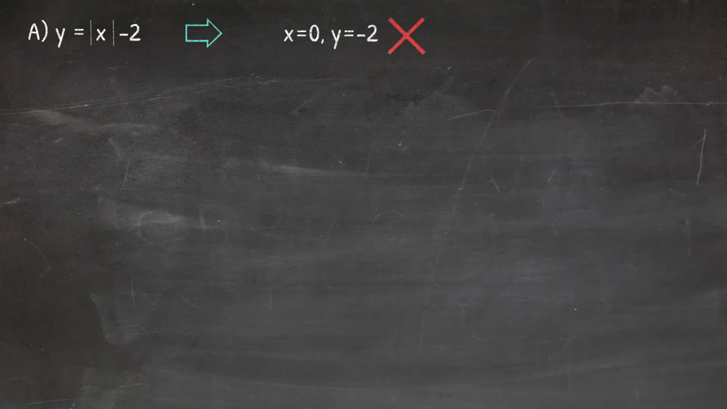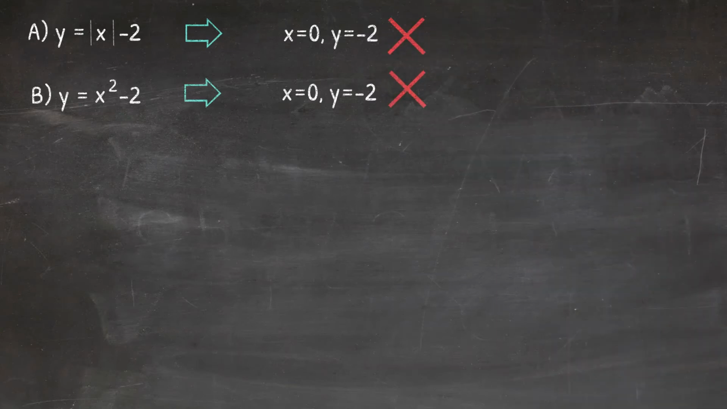Answer choice B also offers us a relatively easy evaluation. Since we're trying to disqualify answers where y would result in less than -1, let's see, y equals x squared minus 2. We can see that if x squared were equal to 0, then y would be equal to -2 in this expression. Thus, we can disqualify this answer choice.